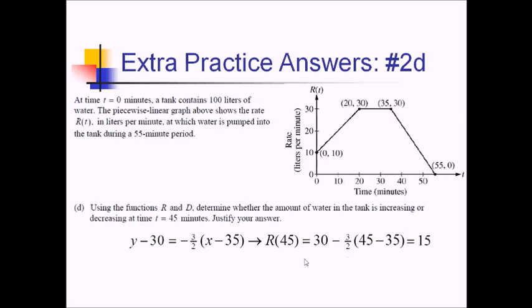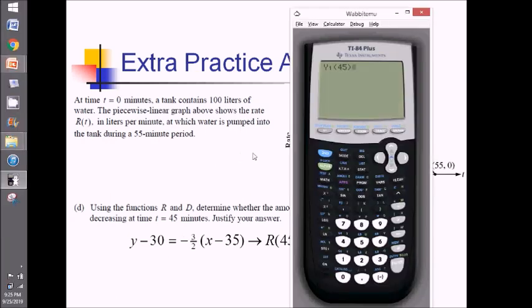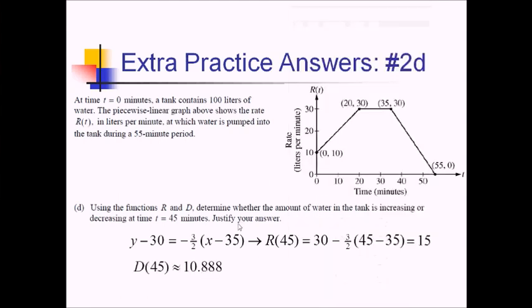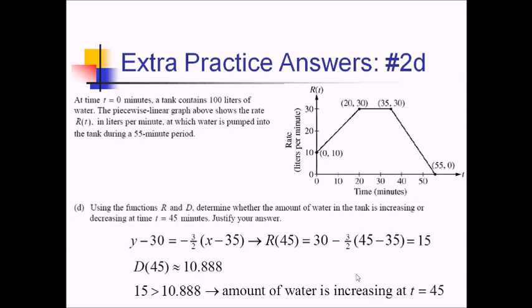Next, I need to figure out d of 45. And for that, I'm going to use the calculator. On my calculator, I've already stored the d function as y1, so now I'll just plug 45 into that, and that gives me about 10.888. So 15, in other words r of 45, is greater than 10.888, which is to say the input is greater than the output. The rate in is greater than the rate out. That means that our water must be increasing at time 45.